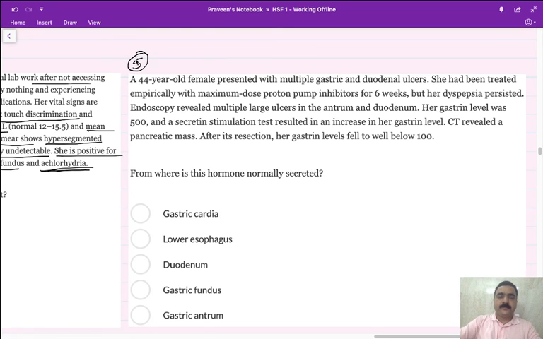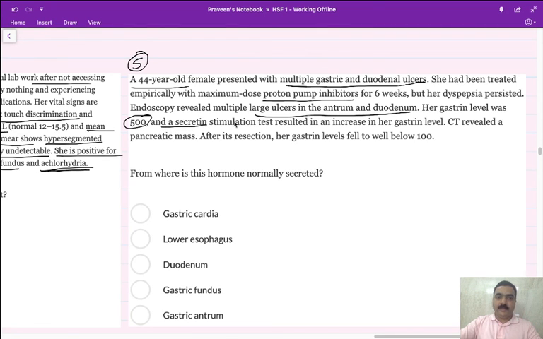A 44-year-old female presented with multiple gastric and duodenal ulcers. She has been treated empirically with the maximum dose of PPI for 6 weeks, but her dyspepsia persisted. Endoscopy revealed multiple large ulcers in the antrum and duodenum. Her gastrin level was again elevated, very high, almost 5 times high. So all this is telling you what? Even though the PPI is given, it is not getting treated, and the gastrin levels are very high. This tells you about Zollinger-Ellison, a gastrinoma in the pancreas.